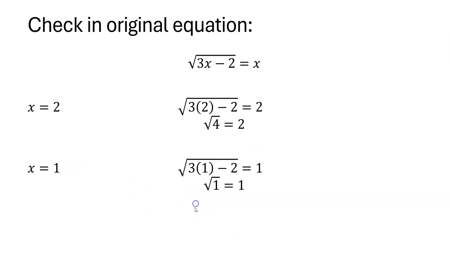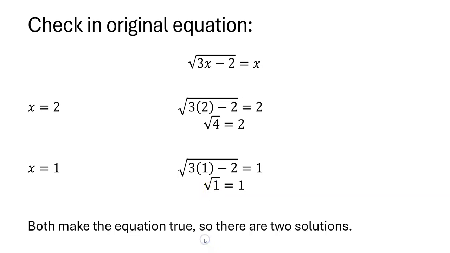Now let's go to the second solution, which is x equals 1. We substitute in and simplify. We end up with the square root of 1 equals 1. Both of these solutions make the equation true. So we have two solutions.